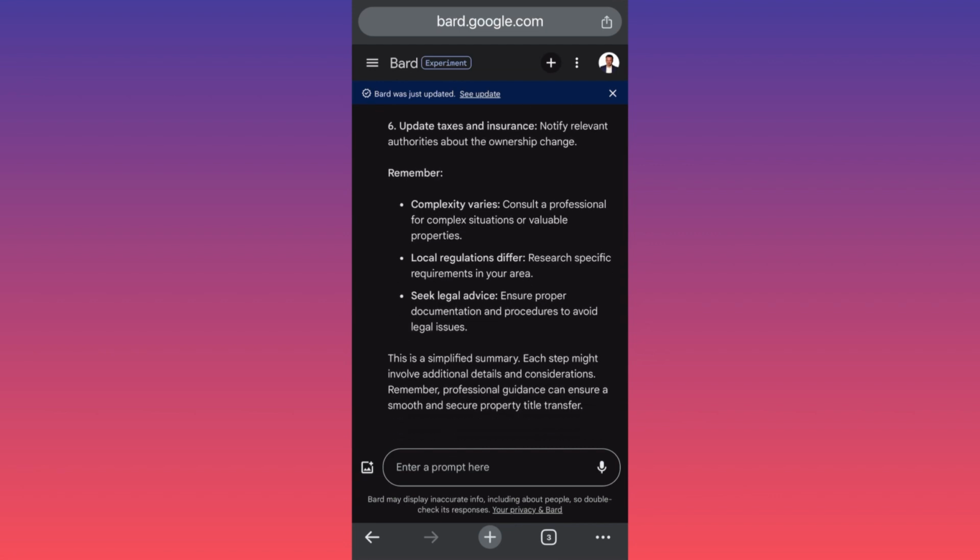Step number 6 is to update the taxes and the insurance. You want to make sure that you notify the government that this is no longer your property, so they're not going to seek property taxes from you.